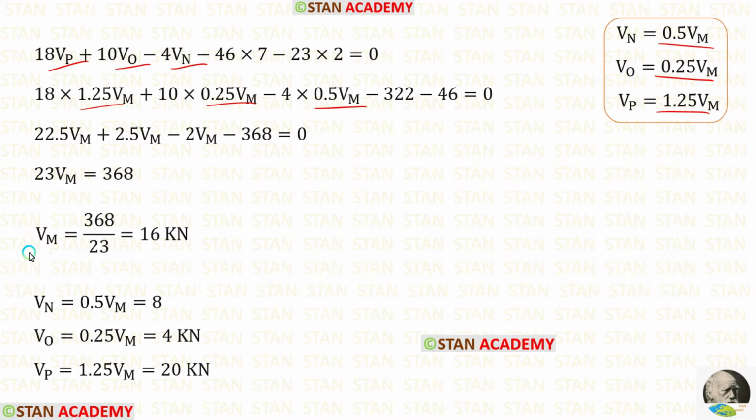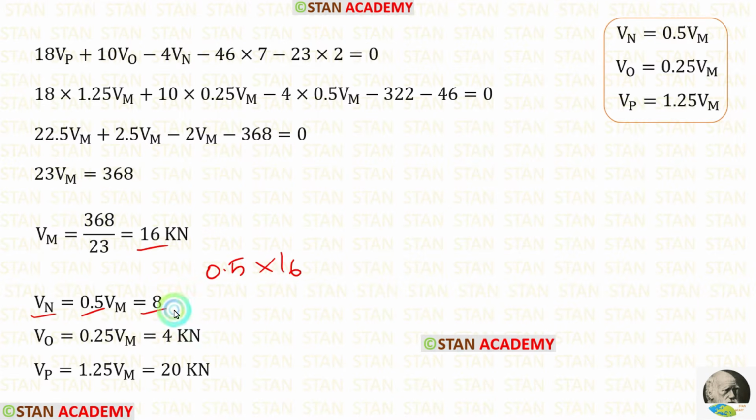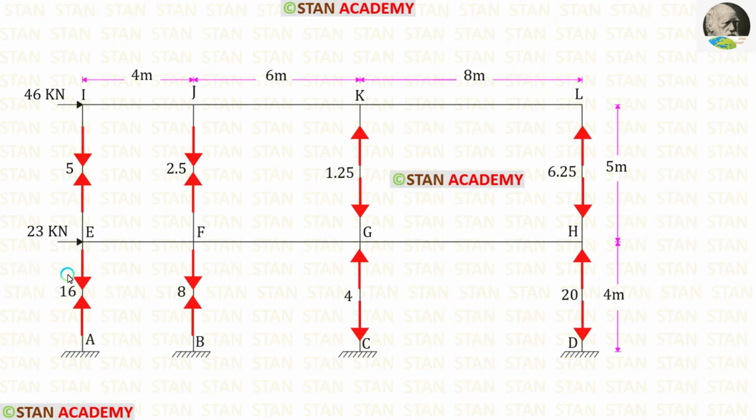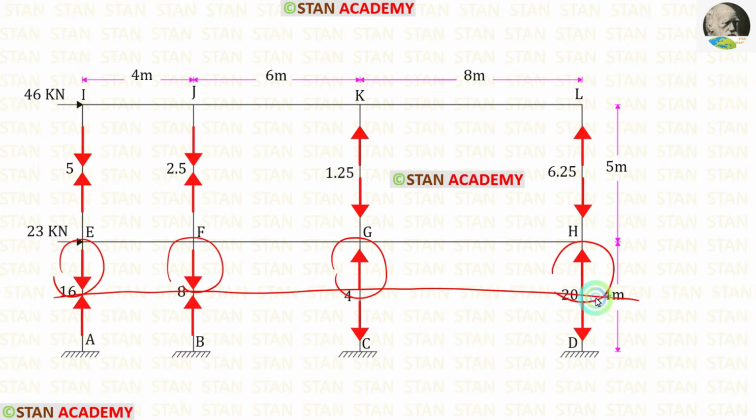After the calculation, we are getting Vm, which is equal to 16 kilonewton. When we multiply 0.5 with 16, we will get Vn. When we multiply 0.25 with 16, we will get Vo. And finally, when we multiply 1.25 with 16, we will get Vp. We have calculated the axial forces just above the center of the columns. Below the center, they will be acting in the opposite direction.